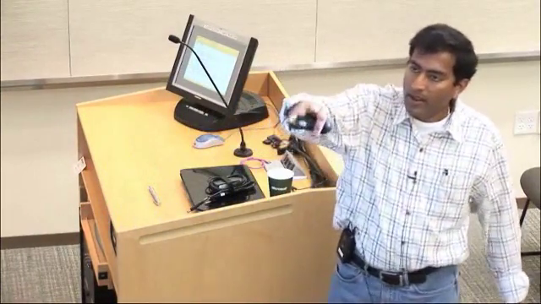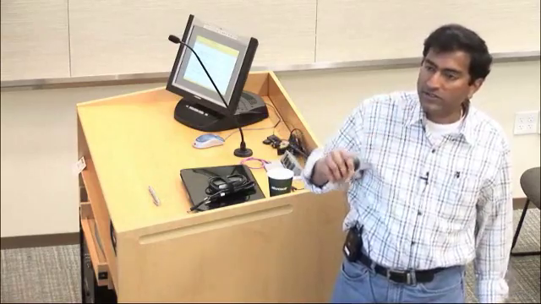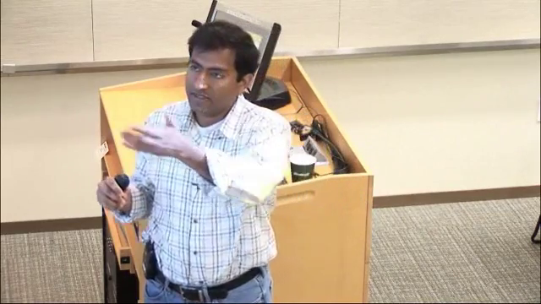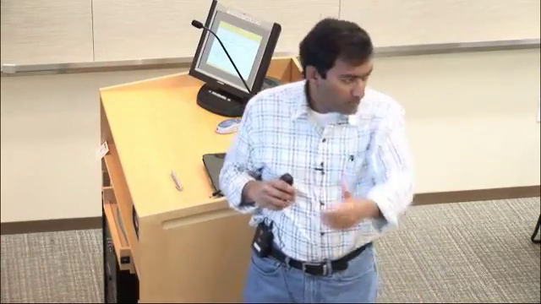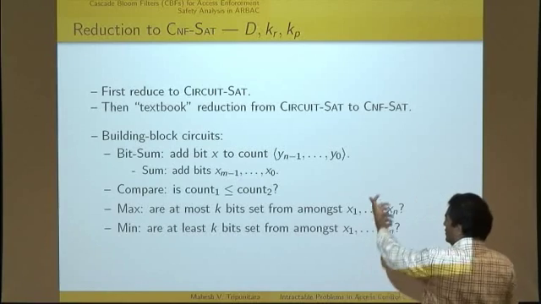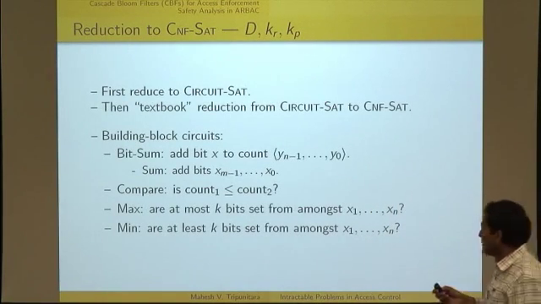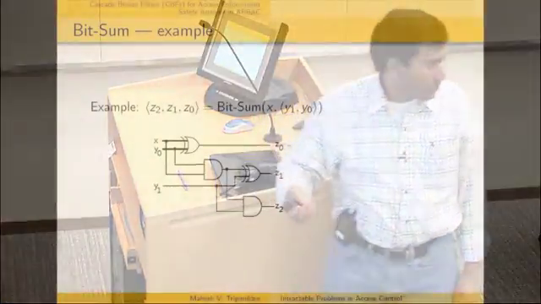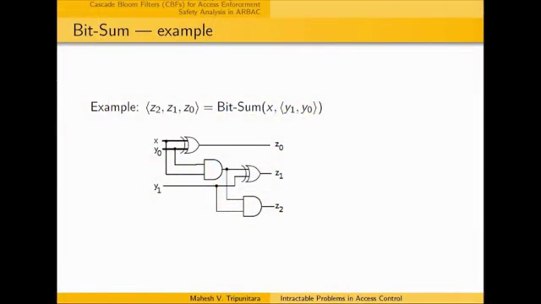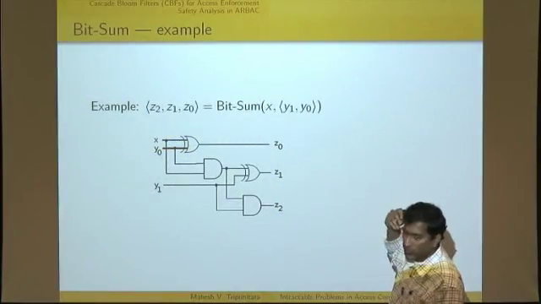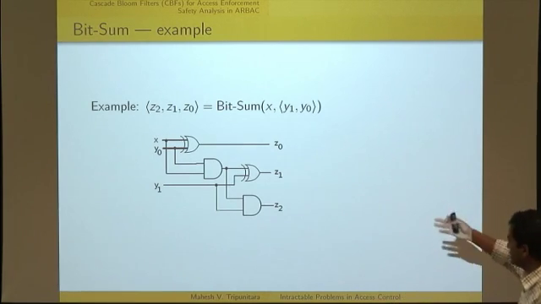Anyway, basically we have building block circuits which are quite simple. Here's an example of one bit sum. What we call bit sum is we want to add a bit x to the string y_{n-1} to y_0. We have a circuit for comparing two of these bit strings, whether count 1 is less than or equal to count 2, max, min. You can imagine that these circuits are pretty simple. Here's a simple example of bit sum, where I'm adding x to y1, y0. Of course, the output might be 3 bits because I may have a carry bit. So it's pretty simple.